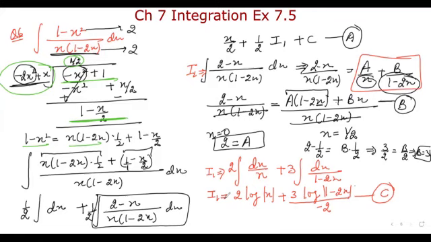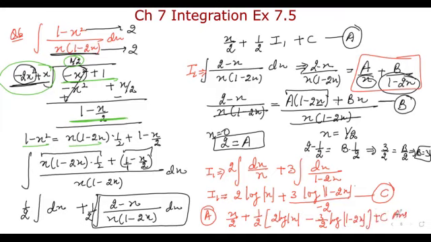Now putting the value of I1 in equation number a, I will get the final answer. So it will be x by 2 plus 1 by 2 into I1. This is 2 log of x minus 3 by 2 log of 1 minus 2x plus c. This is our answer for this question.